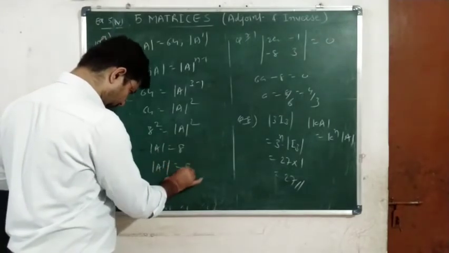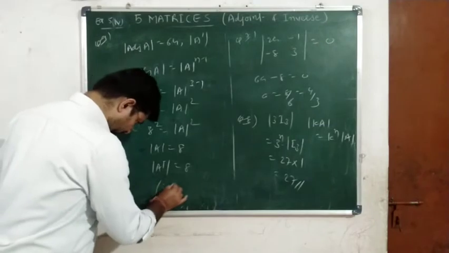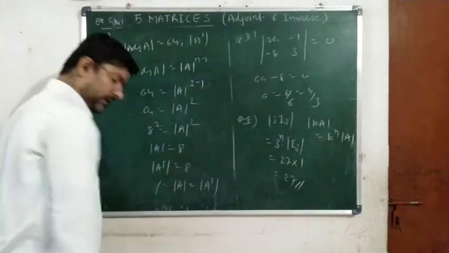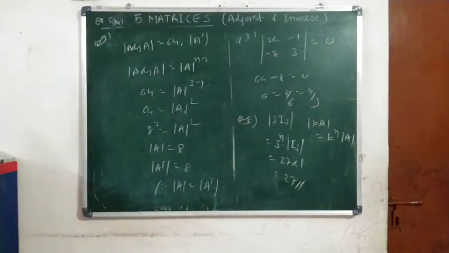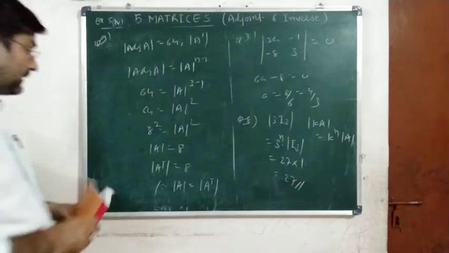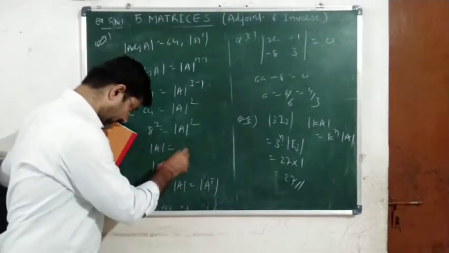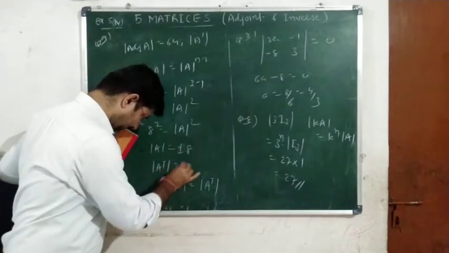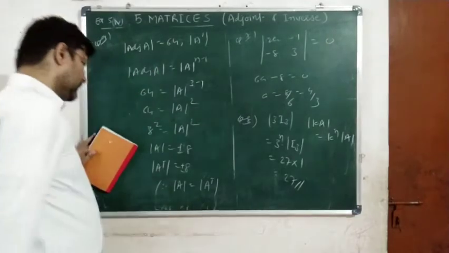determinant of A transpose is 8 only, because we know that determinant of A is equal to determinant of A transpose. These both values are always equal. Clear? Plus or minus 8 will come. Why? Because we have taken the square root, so just keep in mind, here you write down plus or minus 8 in place of only the plus sign.